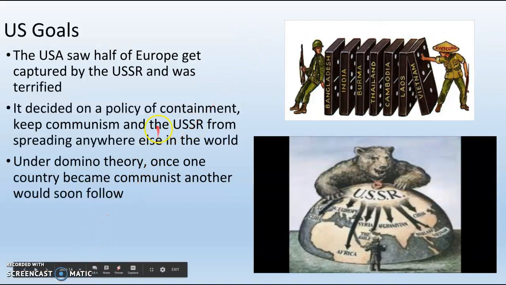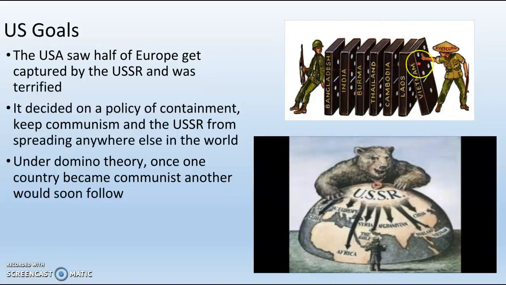Along with containment is the domino theory. Once one country becomes communist, another will soon follow, because again, they're afraid it will spread. So they've got to contain communism so that it doesn't spread under domino theory. Here we can see a communist Viet Cong soldier pushing Vietnam, making it communist, which will make Laos, which will make Cambodia, which will make Thailand, Burma, India, Bangladesh.